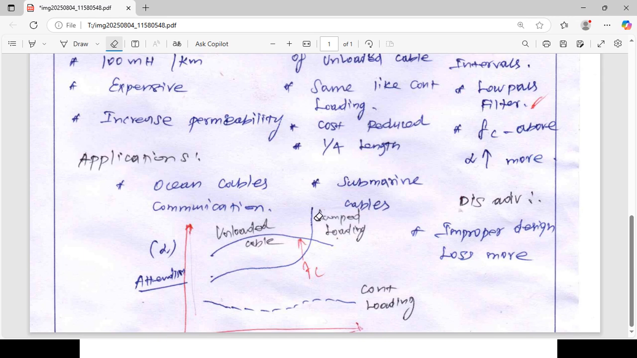Next we have lump loading. In this case, the main difference is that after some cutoff frequency value, the attenuation becomes very, very high. So it acts like a low pass filter. After some cutoff value, automatically the attenuation will be very high. So it works similarly to a low pass filter.